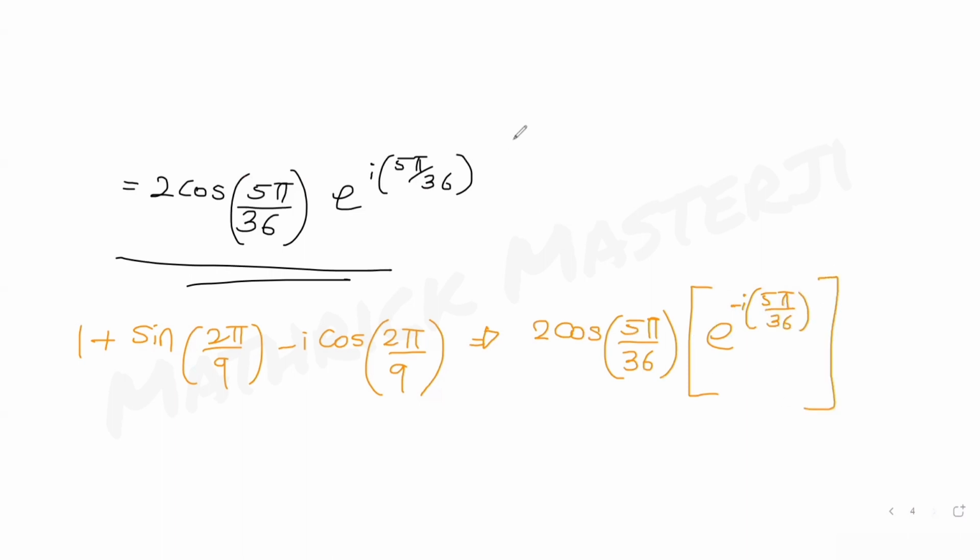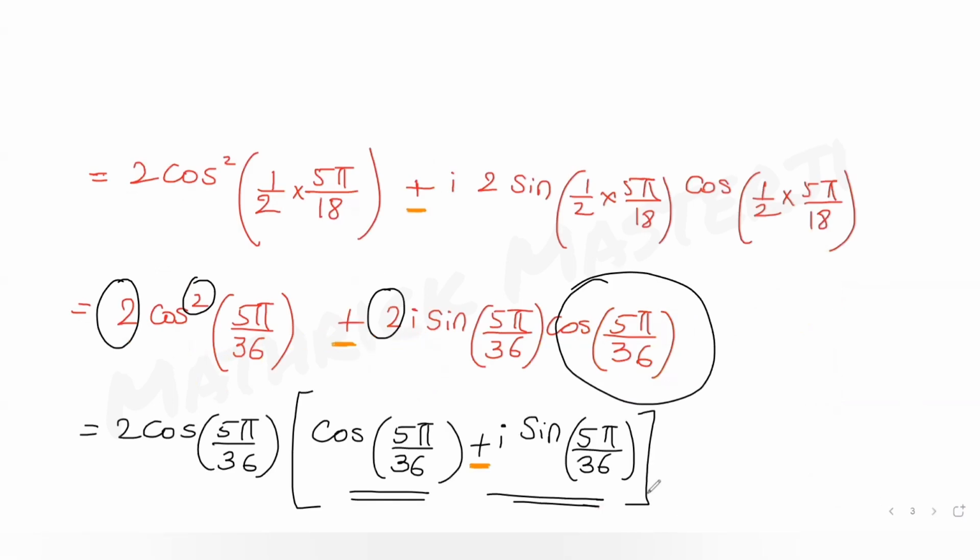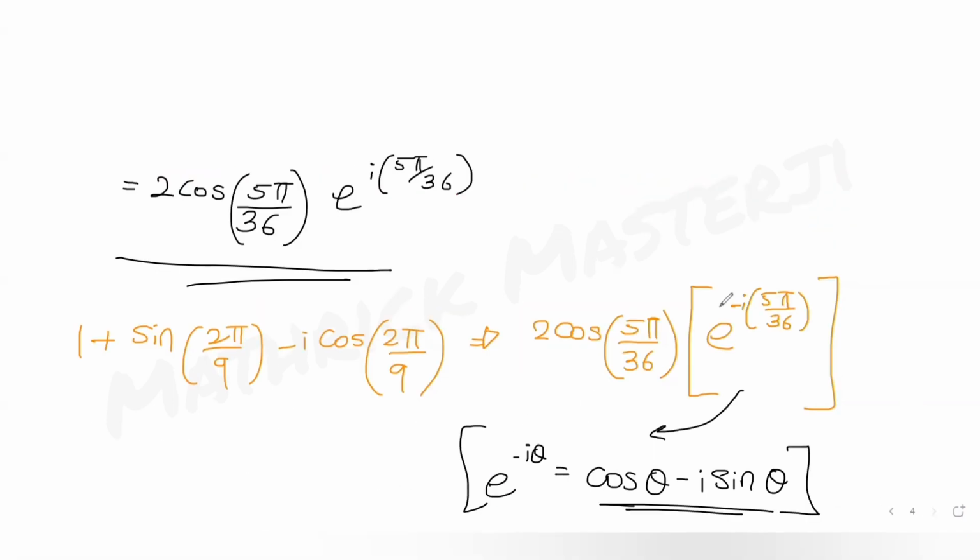Now, how do I write e raised to minus i? If you know the formula, e raised to minus i theta is cos theta minus i sine theta. So when I had cos of 5 pi by 36 minus i sine of 5 pi by 36, I just wrote that as e raised to minus i 5 pi by 36. Now once I have my numerator and denominator resolved, I can just put that in the expression and find the answer for the question which is asked to us.